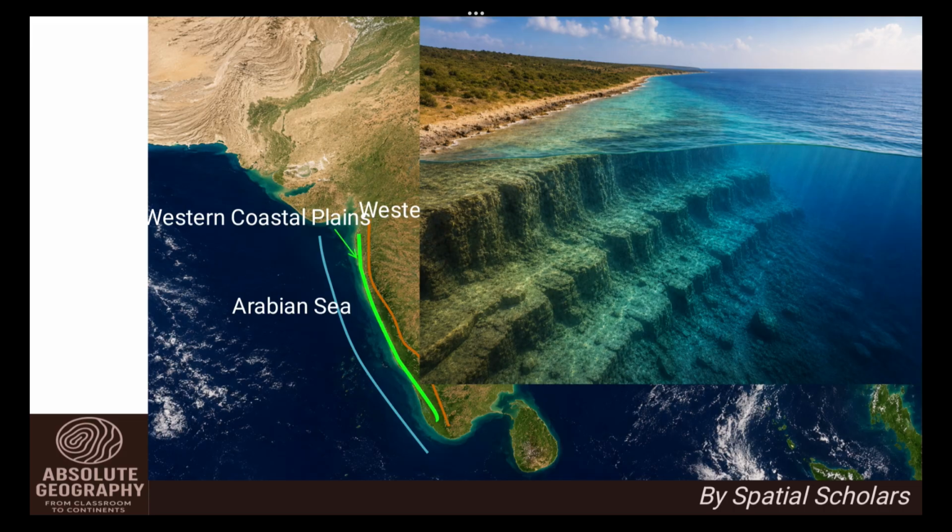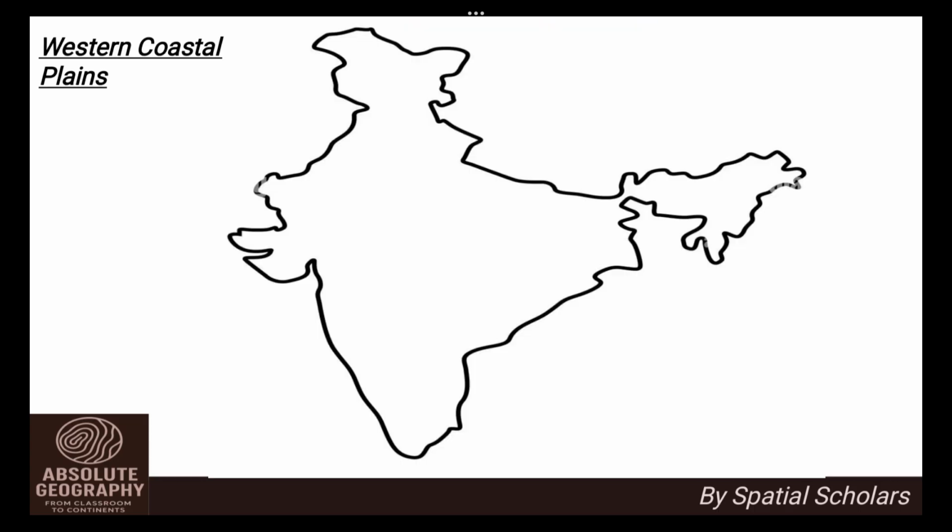Now, because the Western Ghats stand very close to the Arabian Sea, there is very little space left for the coastal plains to develop. As a result, the western coastal plain is quite narrow, averaging only 50 to 80 kilometers in width. The rivers flowing down the Western Ghats are short, swift, and descend steep slopes. Instead of depositing large quantities of sediments, they rush directly into the sea, forming estuaries rather than deltas.